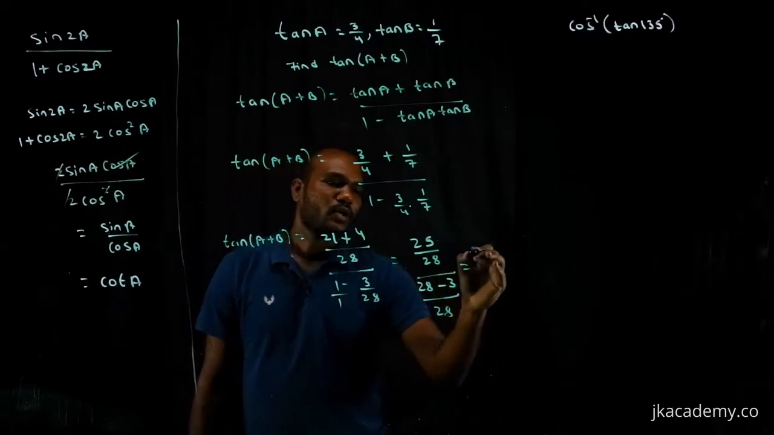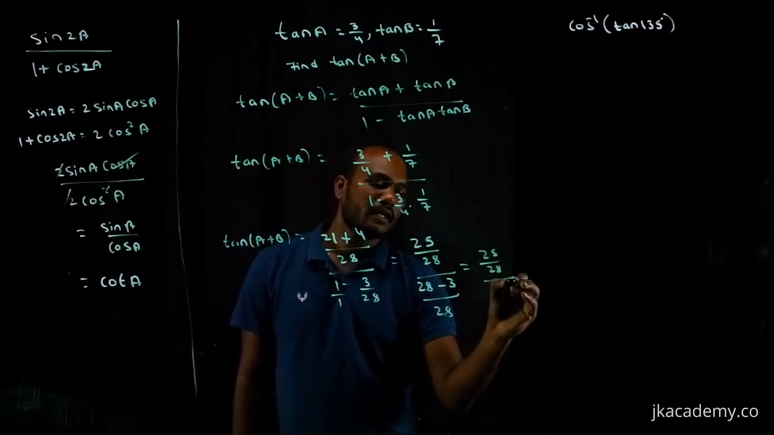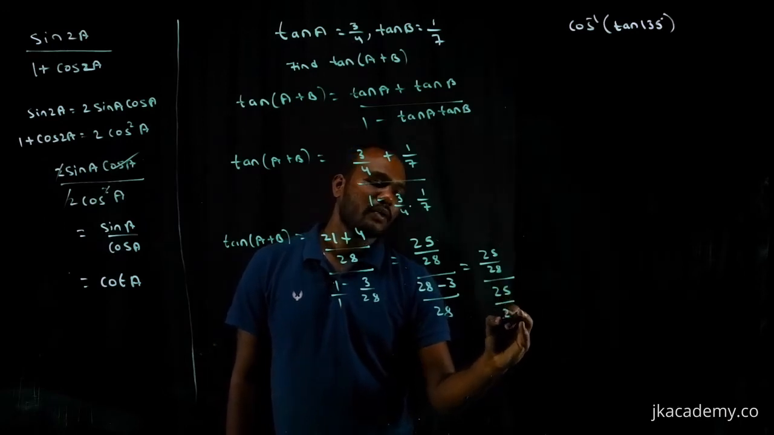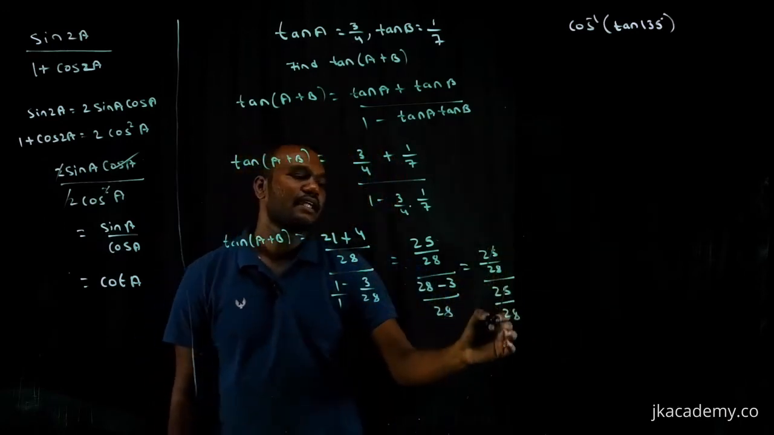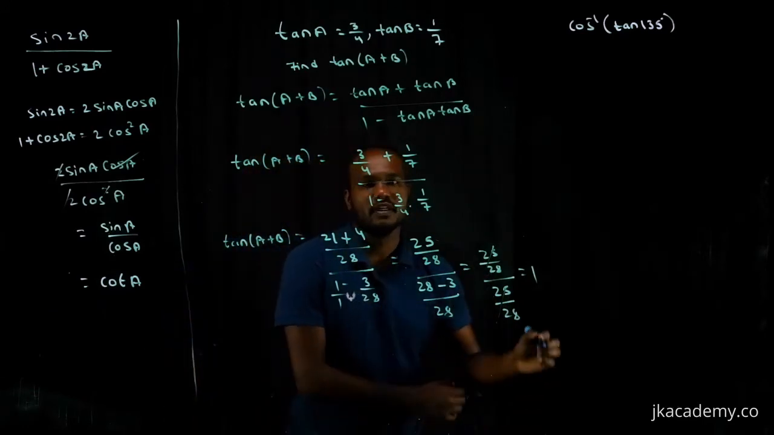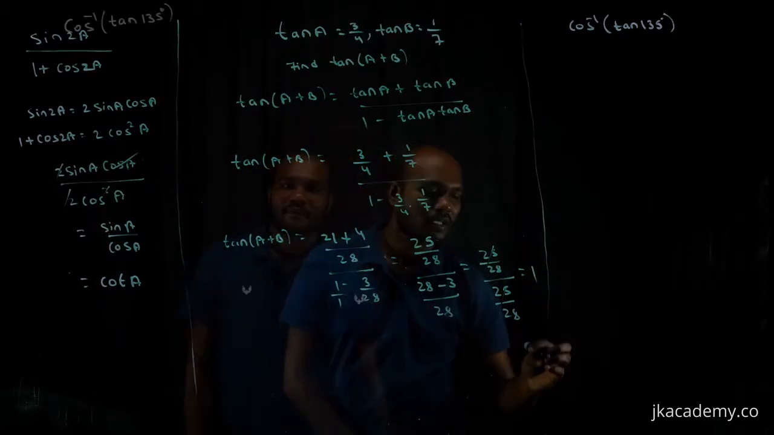So what do we get? 25 by 28 divided by 28 minus 3, which is how much? 25 by 28. So this and this get cancelled. What we get? 1, because numerator and denominator are the same. Let's go to the next question.